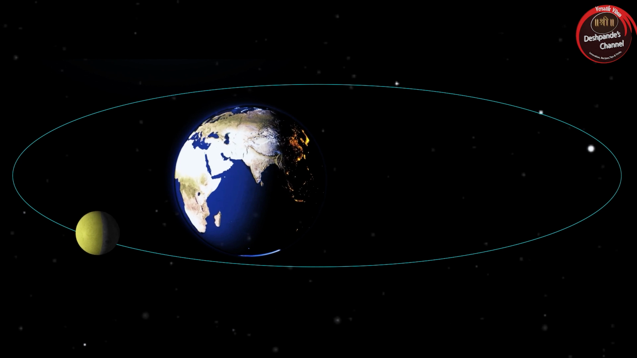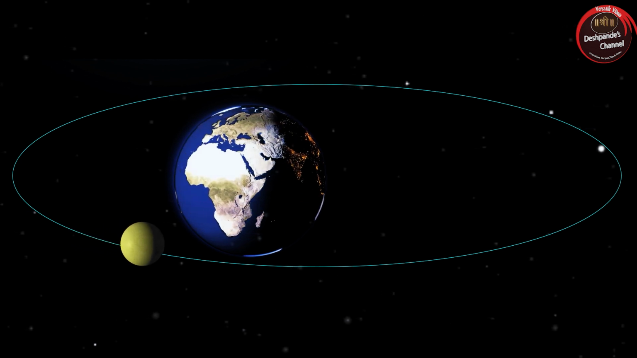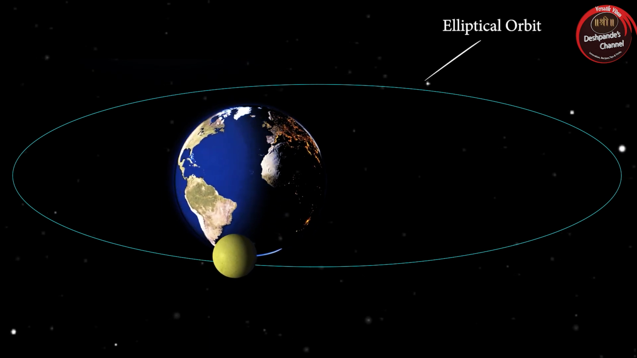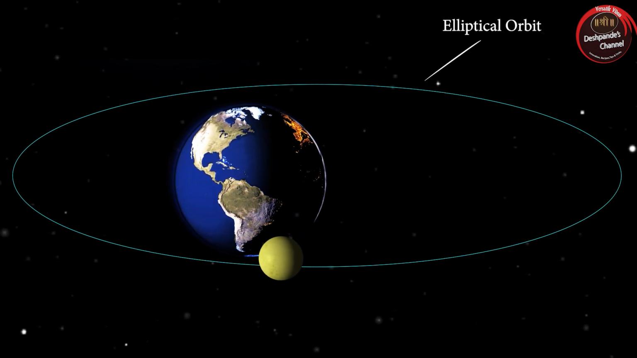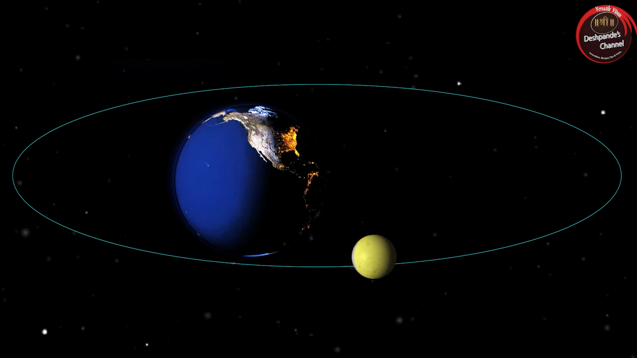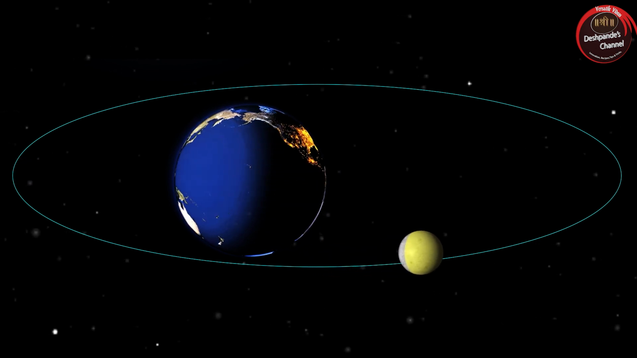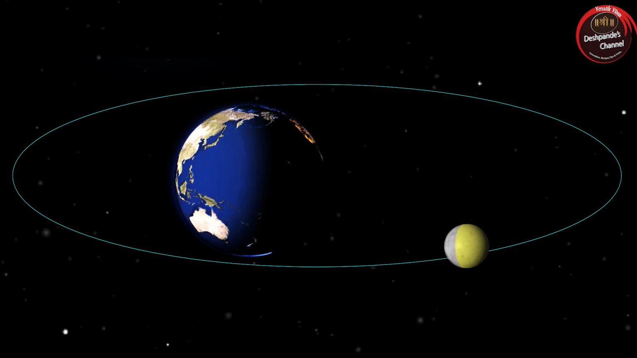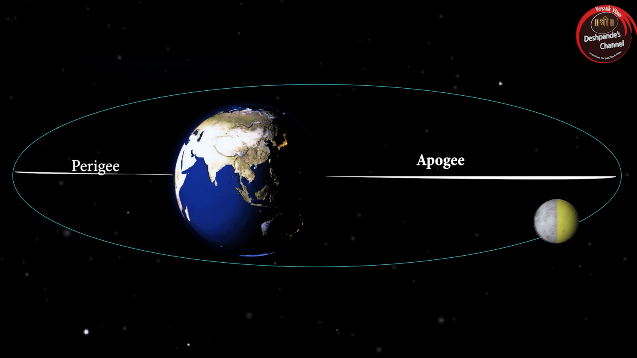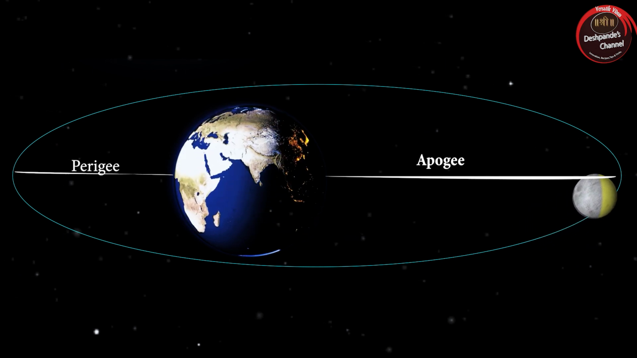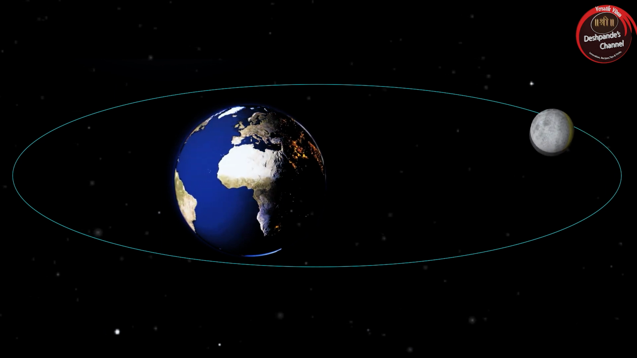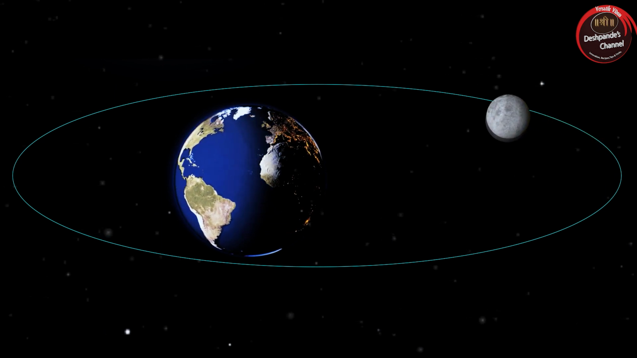The rotation and revolution of the moon have some interesting consequences for both the moon and the Earth. Here are some of them. The moon's orbit around the Earth is not a perfect circle, but an ellipse. This means that the moon's distance from the Earth varies during its orbit. The point of closest approach is called perigee, and the point of farthest distance is called apogee. The difference between perigee and apogee is about 50,000 kilometers, or 12% of the average distance.